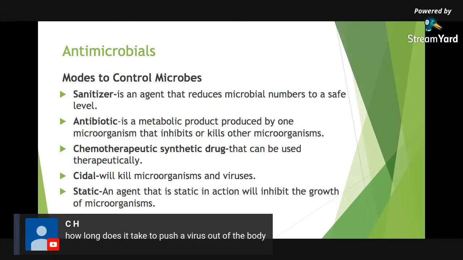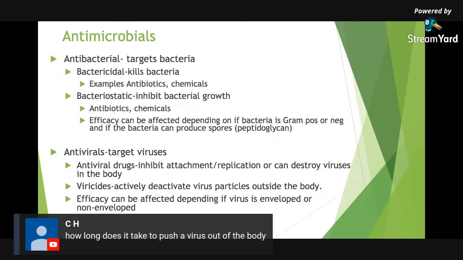If you hear anything like bacteriocidal, that means it will kill microorganisms or viruses. So a bactericidal will kill bacteria, and a virucidal will kill viruses. A static is an agent that is static in action, inhibiting the growth of microorganisms. So there are bacteriostatics they can use, especially in hospital settings.